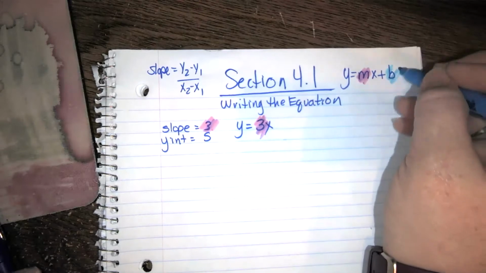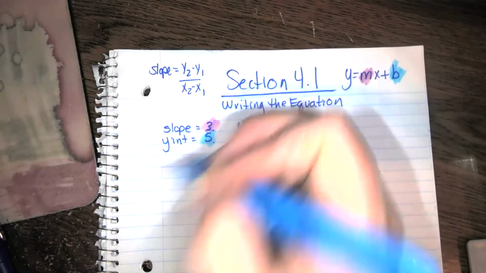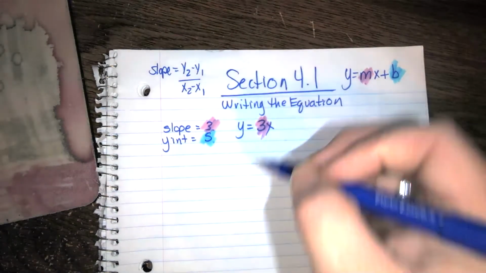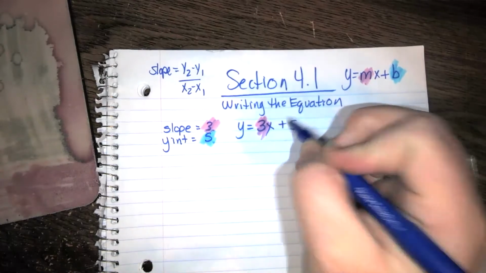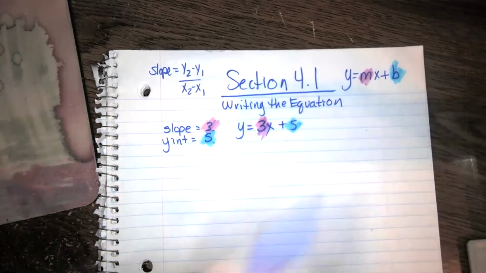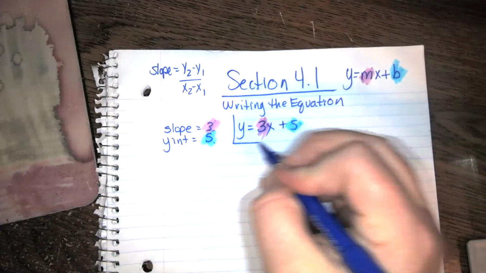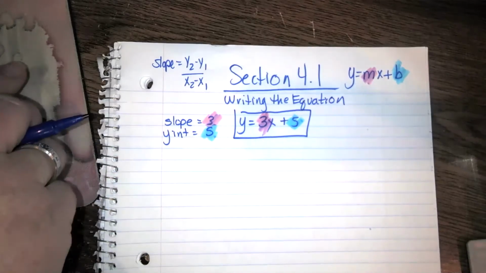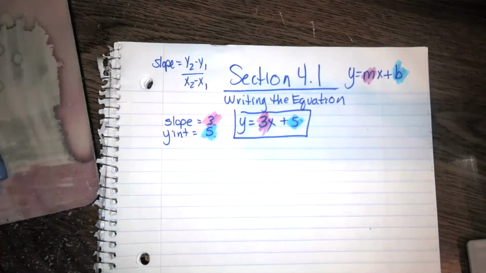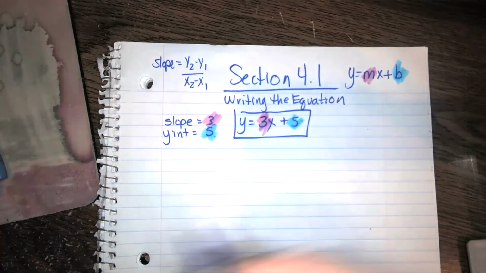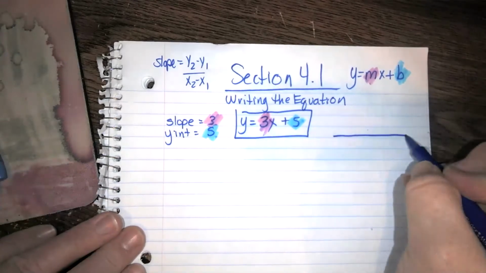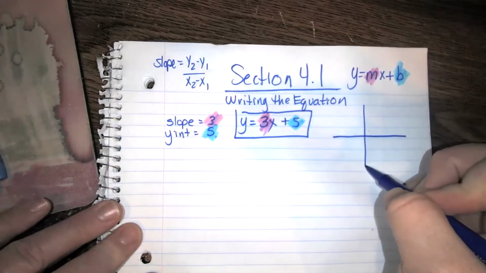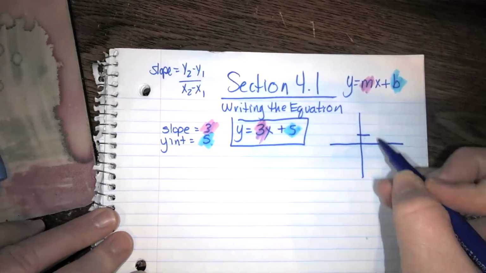And the b is the y-intercept. Well, that's easy. 3x plus 5. There you go. End of story. So if you're given the slope and the y-intercept, that is pretty doggone easy, okay? Super, super easy. In fact, what would you do if I gave you this?